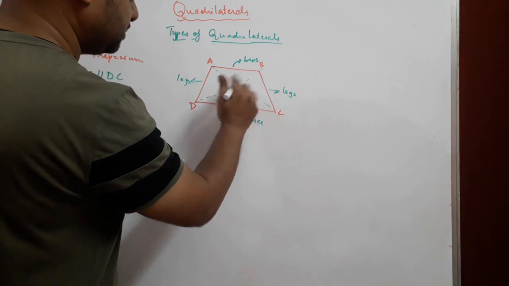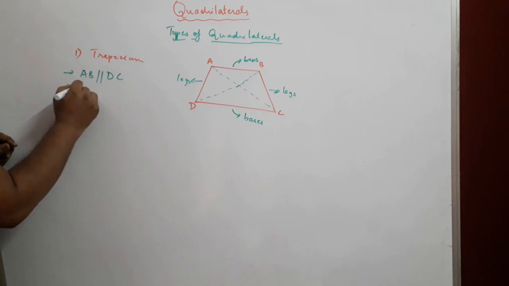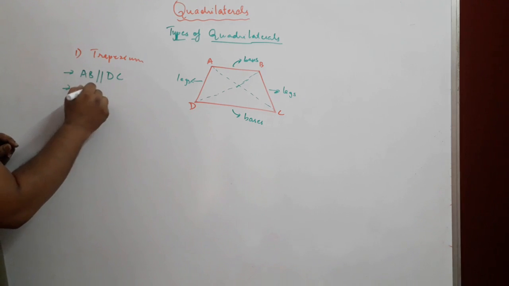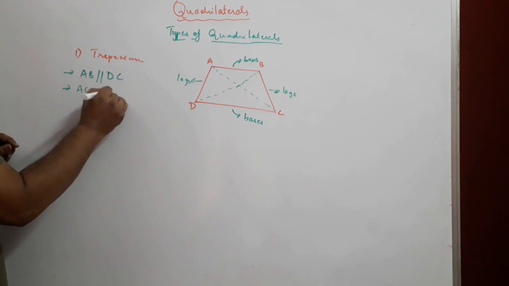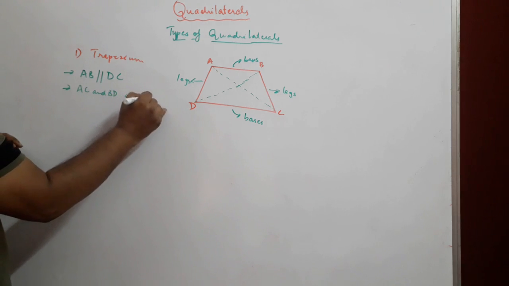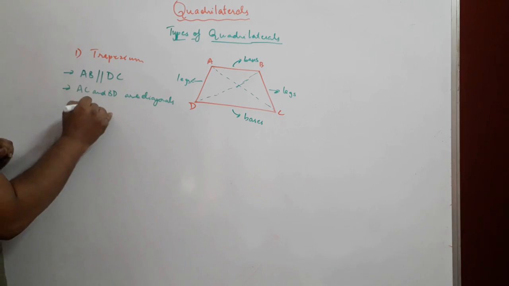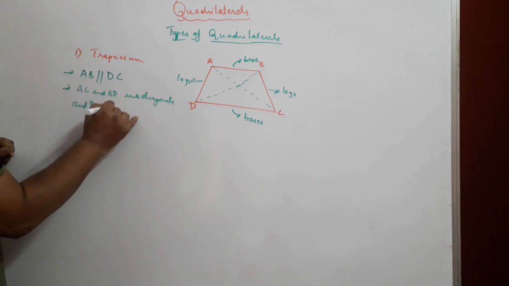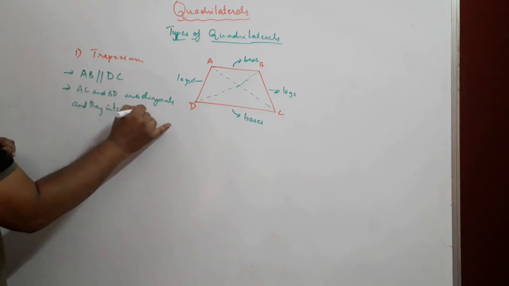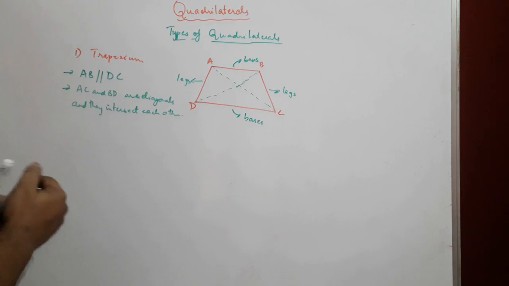Okay, the diagonals of a trapezium intersect. So you can say AC and BD intersect. AC and BD are diagonals, and they intersect each other. Okay, this is another property.